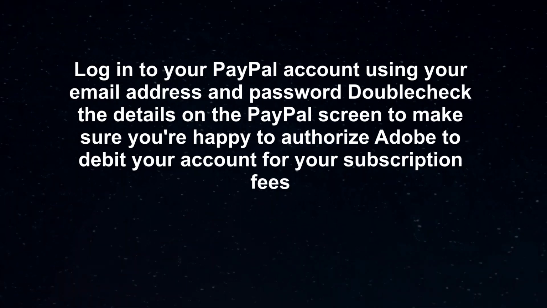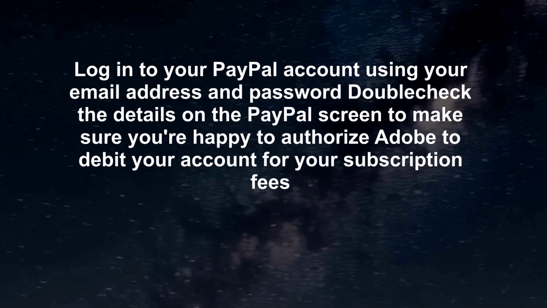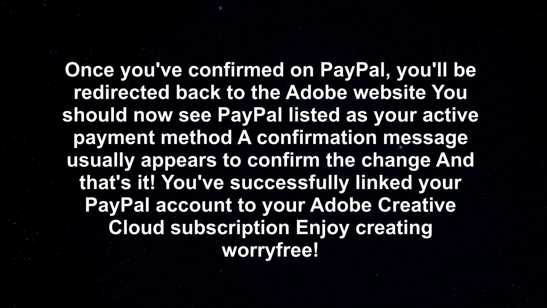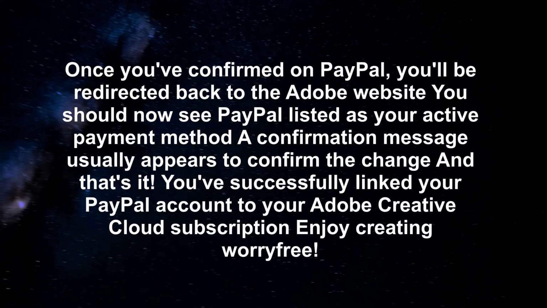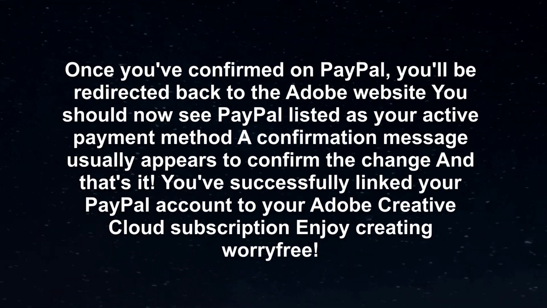Double-check the details on the PayPal screen to make sure you're happy to authorize Adobe to debit your account for your subscription fees. Once you've confirmed on PayPal, you'll be redirected back to the Adobe website. You should now see PayPal listed as your active payment method. A confirmation message usually appears to confirm the change, and that's it.